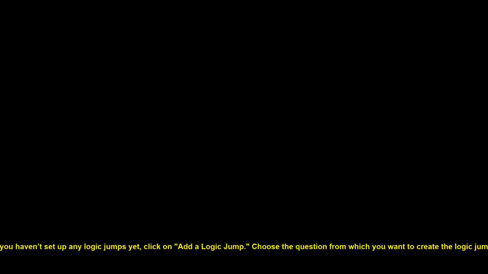If you haven't set up any logic jumps yet, click on Add a logic jump. Choose the question from which you want to create the logic jump. Determine the criteria for the logic jump by selecting the response option. After that, specify the next question that should appear based on the selected response.